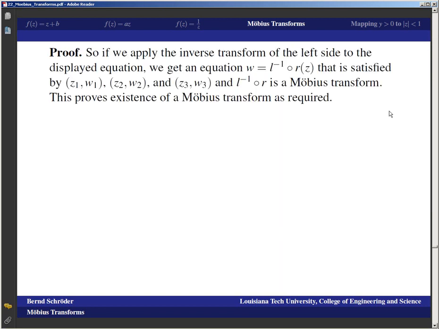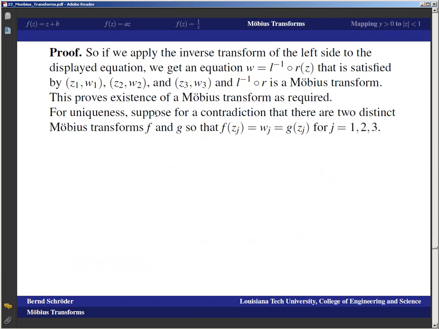Okay, so that's where we were at. And so now, in order to get the uniqueness, let's suppose for a contradiction that there are 2 distinct Moebius transforms f and g, so that f of zj equals wj equals g of zj for j equals 1, 2, and 3.